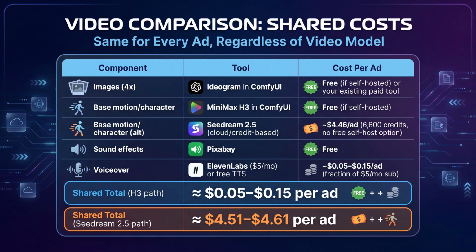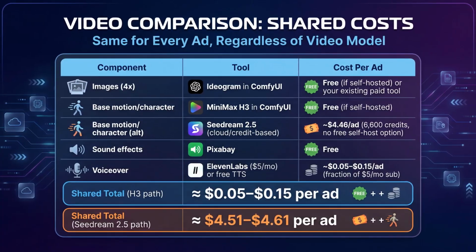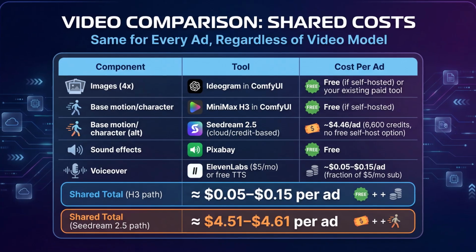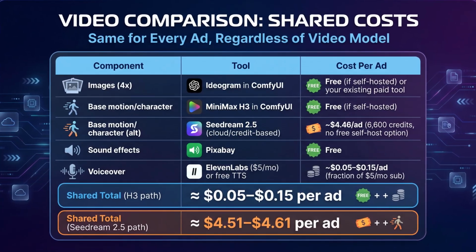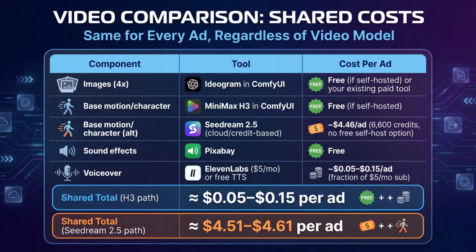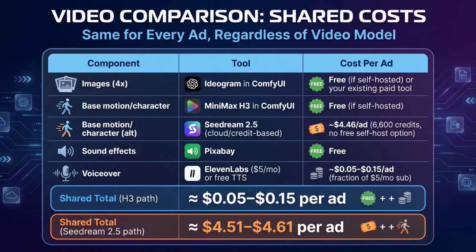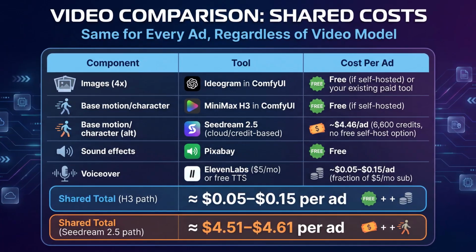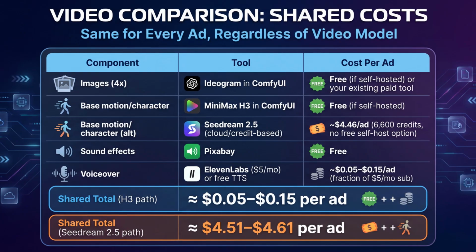Your base motion can go 2 ways too. MiniMax H3, self-hosted in comfy UI, completely free if you've got the hardware and the know-how. But if you want Seedance 2.5 instead, that one's not a free local model, that's a paid, credit-based generation every single time you run it. So this table isn't everything is free anymore, it's here's exactly where the free ride ends.